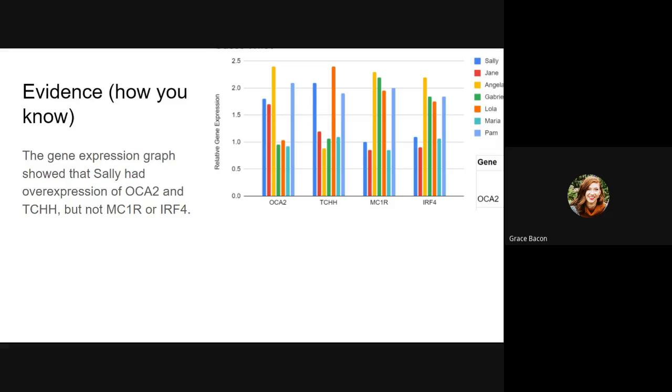So it says the gene expression graph showed that Sally had overexpression of OCA2 and of TCHH. When I look at the dark blue of TCHH, I also see that that's way high. And then I also said, but not MC1R or IRF4, because when I look at the dark blue of those two genes, I see that those are both pretty close to 1, not overexpressed. So that's just me explaining the data. That's the evidence piece. Explain what the data says. It says the first two genes she's got a lot of, the second two she's got a normal amount of.